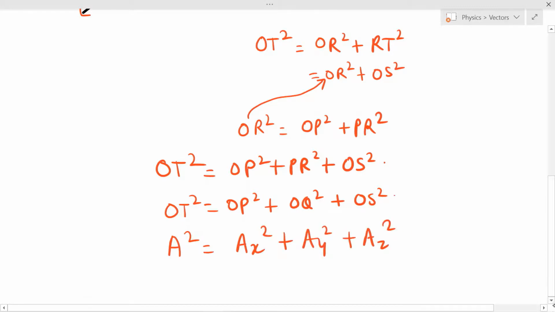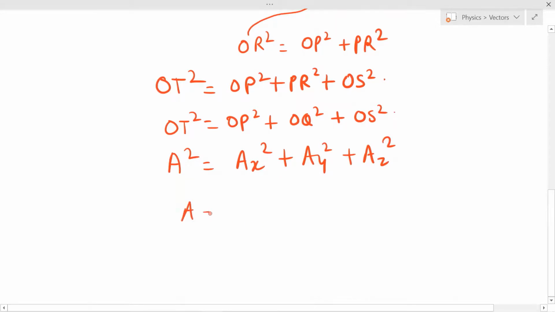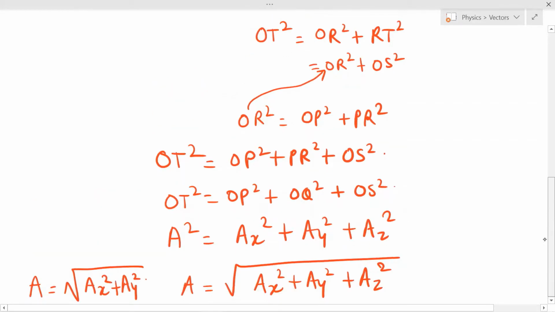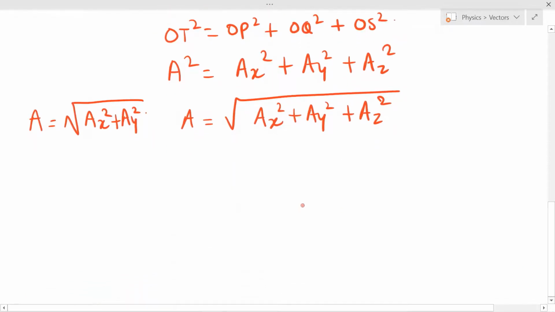So in terms of the components, again A is equal to square root of AX square plus AY square plus AZ square. This is the magnitude of the vector A bar in terms of its components. It is highly similar to the two-dimensional case, that is AX square plus AY square. Now let's represent this vector in terms of the unit vectors.